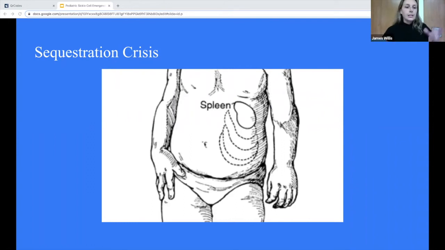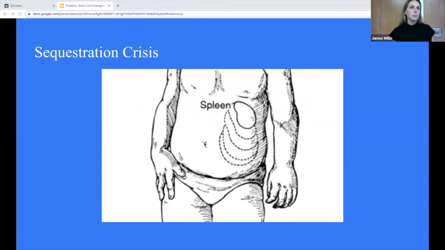So in this case, red blood cells and platelets pool within the spleen. They decrease blood flow, cause an acidic environment in there, and then basically cause a cycle of further pooling, sickling, increased viscosity, and obstruction. Patients will present with fatigue, pallor, decreased activity. They'll have tachycardia and hypotension, so basically present in shock.